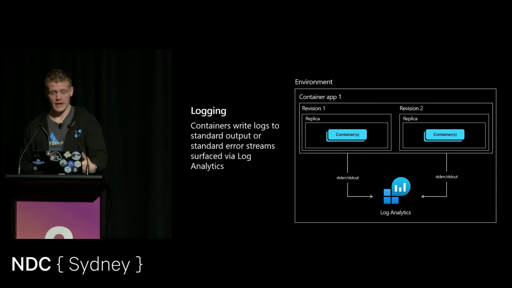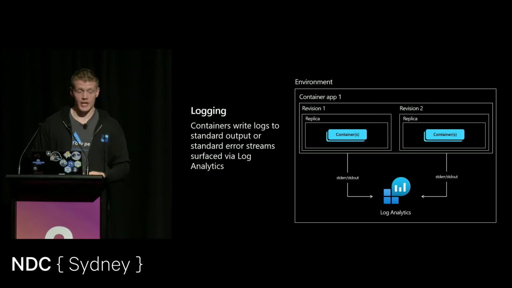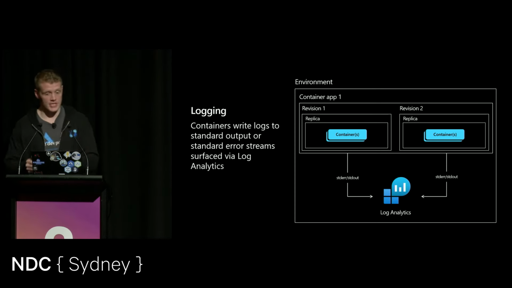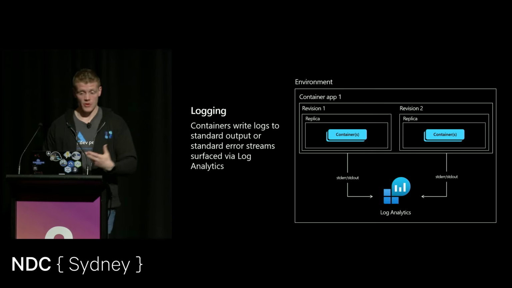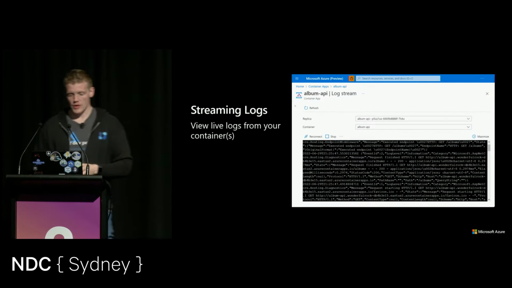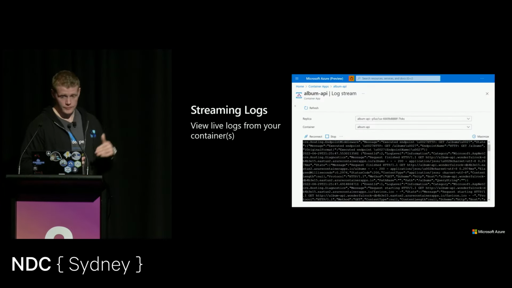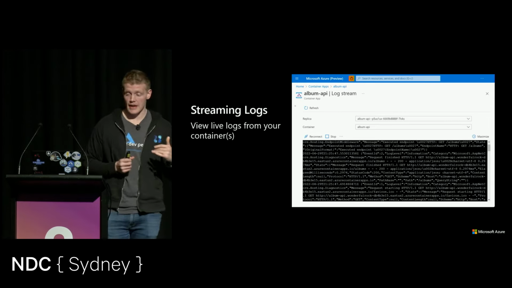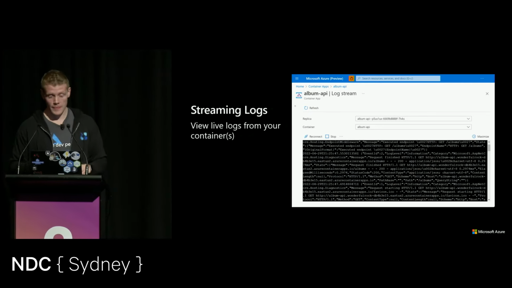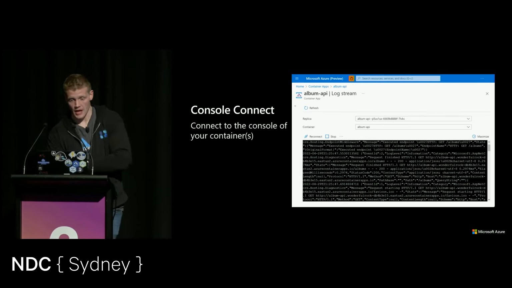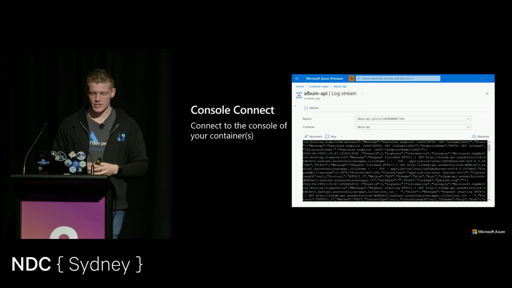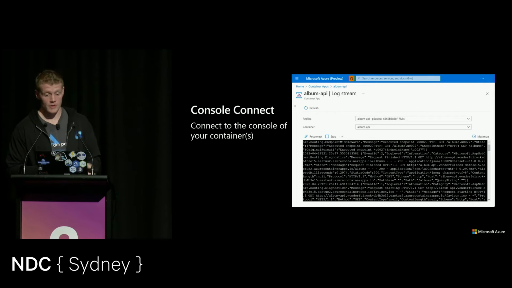Once we deploy our container apps into our production environments, we can use the integration with Azure Monitor and Log Analytics to analyze metrics, receive alerts for critical conditions, and view application logs using Log Analytics. Streaming logs are essentially a view of a stream of your container's standard out and standard error messages. You can access this either through the portal or through Azure CLI. And for console connect, we can connect directly to the container's console. This is really useful for troubleshooting situations. Again, this is accessible through the portal or Azure CLI.